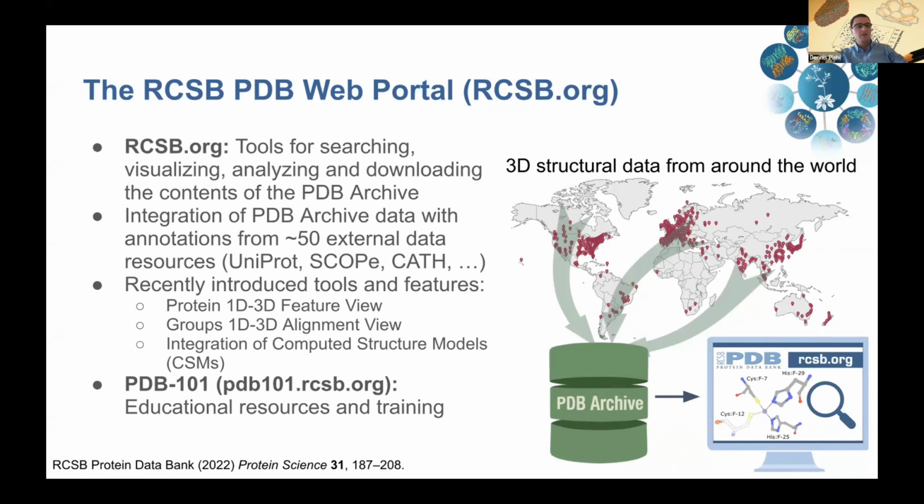So we are always working to continuously add and develop new tools and features at rcsb.org to enhance the user experience and to give them more ways to explore our data. For example, we've recently introduced a 1D-3D protein feature view, which allows you to map residue-specific annotations from the 1D sequence directly onto the 3D structure, all through an interactive visualization tool. Additionally, this has been recently extended to a groups alignment feature, which will allow you to align multiple proteins on top of each other. And both of these features will be demonstrated in subsequent talks by my colleagues, Brenda and Shuchi.